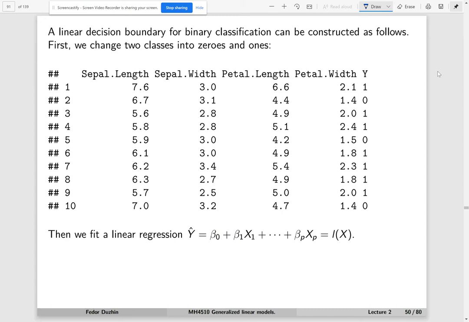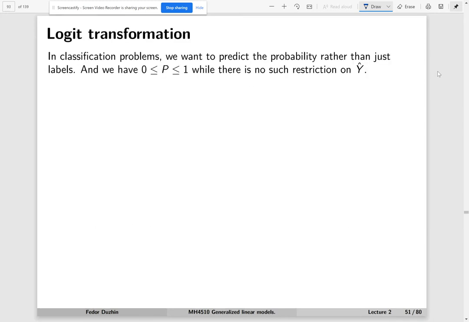However, there is a bit of a problem. Of course, these are just zeros and ones, so we are going to come up with a classifier that outputs 1 if our L of x is bigger than 1/2 and 0 otherwise. If it is exactly 1/2, it doesn't matter, it can be either of the 2. But the problem here is that we are fitting a straight line, right? So it looks like this probably.